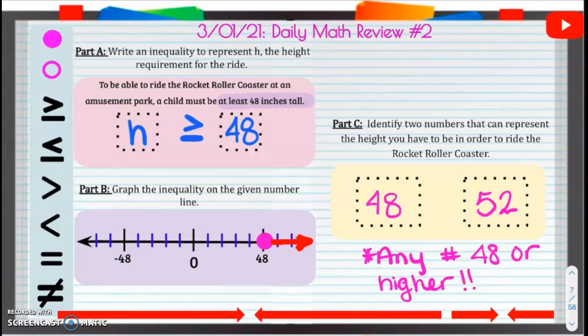I'll put a smiley because we are done with DMR number 2. Great job.